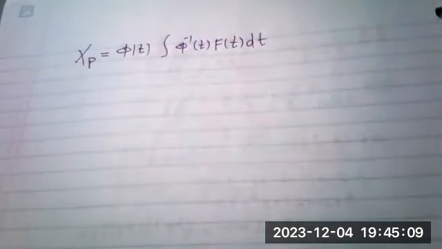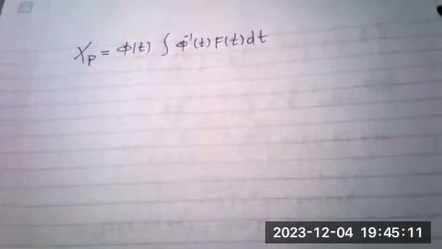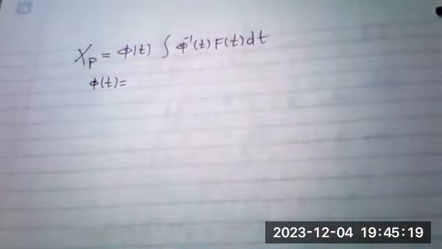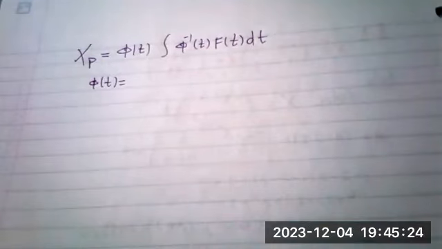So the formula for the particular solution, remember, x_p is equal to Φ(t) times the integral of Φ inverse of t times f(t) dt. This is your formula. For that Φ(t) that you have, I need to repeat Φ(t) again here because I have to find the inverse. I do the integration first, then I bring it up, multiply by Φ(t) again, so that gives you the final answer.